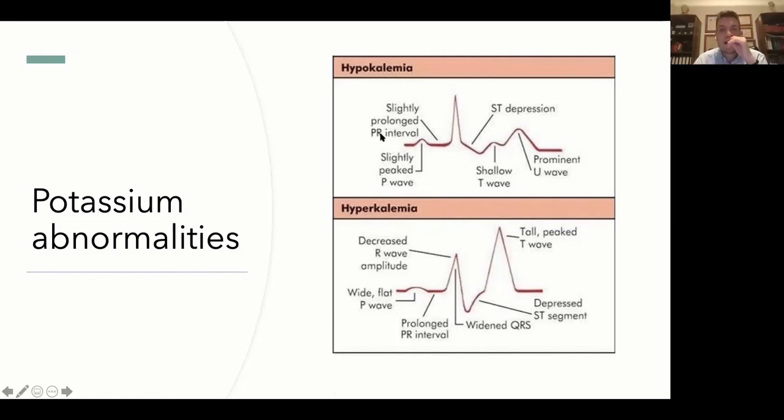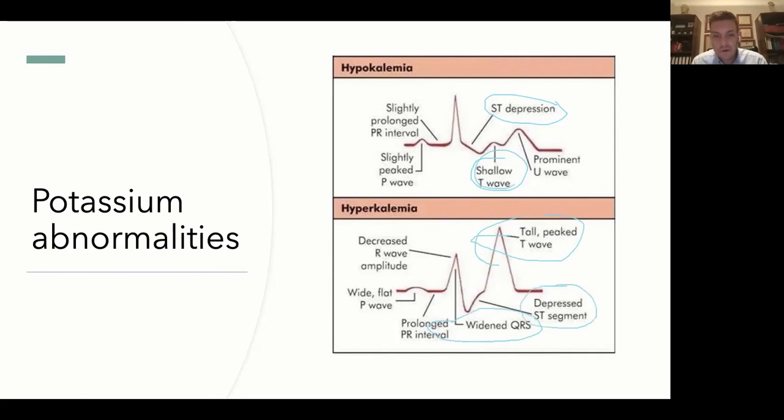And less than around 2.8, you will start to present with ST depression and a shallow T wave, okay? Those are the two parts I want you to focus on. Prominent U wave, if you know that and you can see it, cool, good for you. I think it's quite hard. And hyperkalemia, especially above 6 millimoles per liter, actually 6.5, you can see the difference with the tall peaked T wave, a wide QRS, and a depressed ST segment.